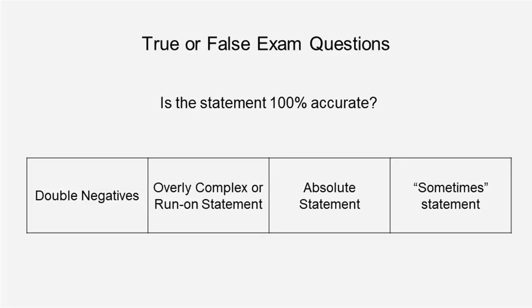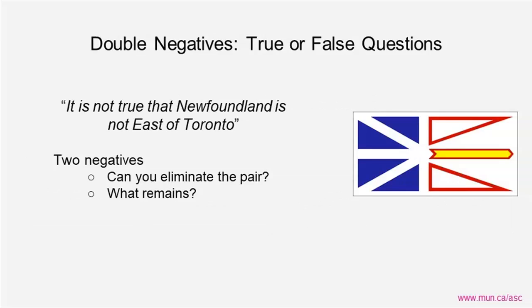Double negatives, overly complex or run-on statements, absolute statements, and sometimes statements. For double negatives, our example here being, it is not true that Newfoundland is not east of Toronto. This style of statement is super confusing to read on an exam. Make sure to always slow down and take your time and unpack this.